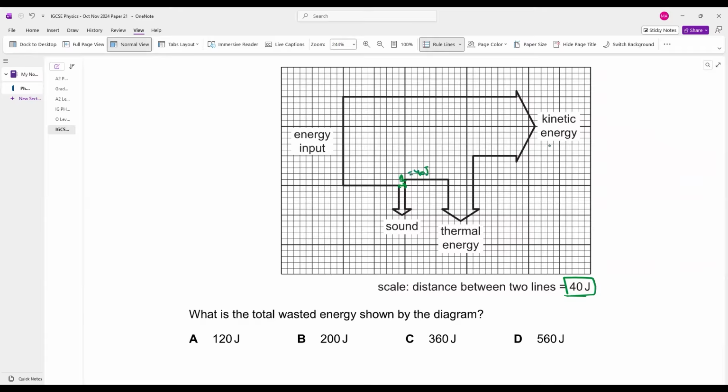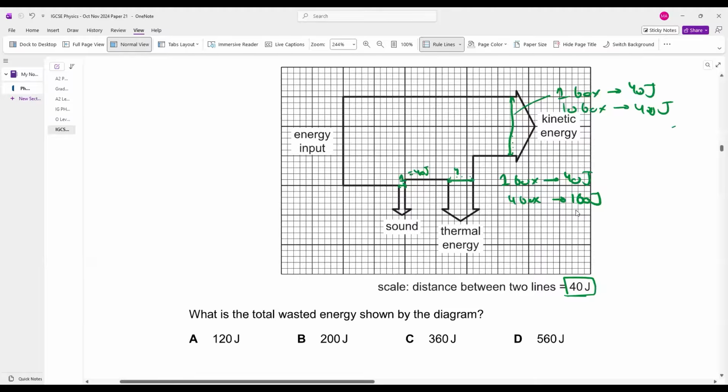Can you realize this arrow is how much? One, two, three, four. Four boxes wide. How many boxes wide is this arrow? Four. If one box is representing 40 joules, four boxes will represent how many joules? 160 joules. Similarly, you can do it here as well. One, two, three, four, five, six, seven, eight, nine, 10. 10 boxes. In Sankey diagrams, you always see the width of the arrows. If one box is equal to 40 joules, 10 boxes will be equal to what? 10 boxes will be equal to 400 joules.